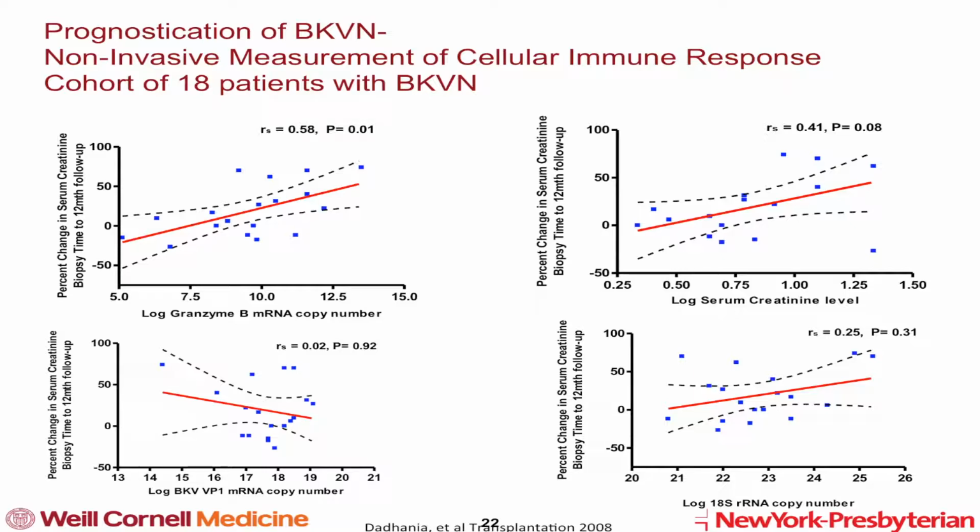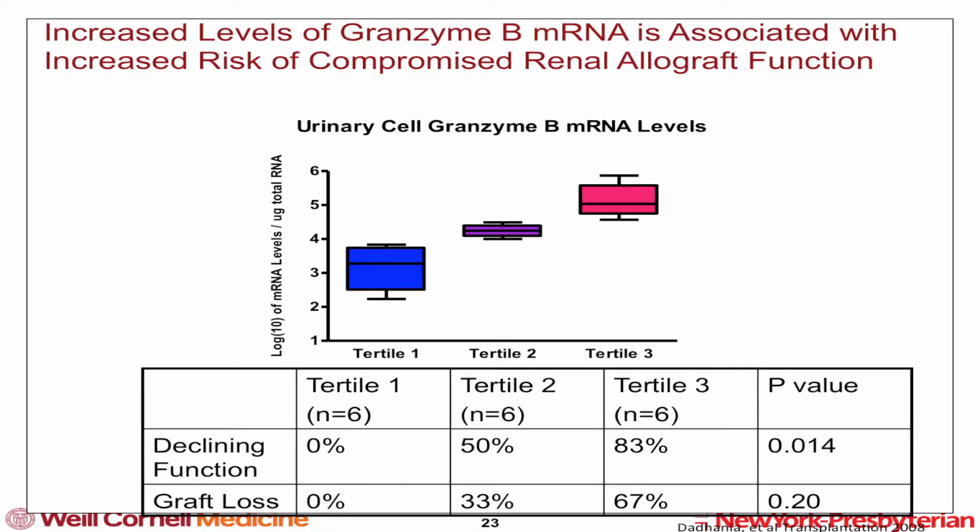The bottom two panels are the BKV VP1 mRNA levels and the housekeeping gene 18S RNA, which showed no correlation with the subsequent decline in graft function. And if you just look at the BKV cohort, you can actually break it down into tertiles: those that had the highest levels of granzyme B, the middle tertile, and then the lowest levels of granzyme B. The ones that had the lowest levels of the cytotoxic T cell molecule granzyme B had 0 out of 6 individuals who had declining function or graft loss.